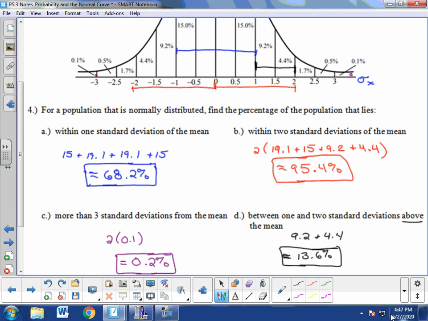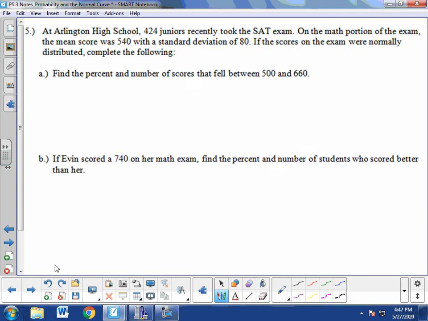So these are just some representations of data and how they fit a normal curve. Now let's go a little bit further and take a look at some examples with a normal curve. So in problem number 5, it says that at Arlington High School, 424 juniors recently took the SAT exam. On the math portion of the exam, the mean score was 540 with a standard deviation of 80. If the scores on the exam were normally distributed, complete the following. A, find the percent and number of scores that fell between 500 and 600.